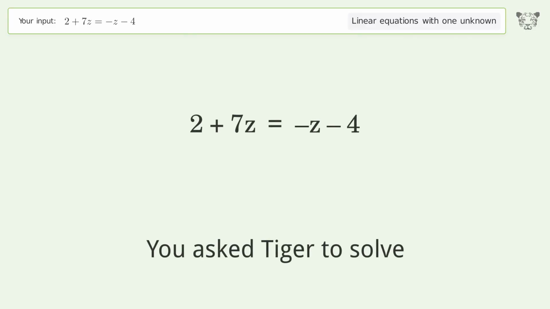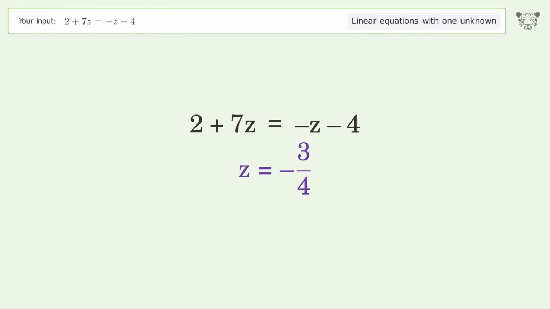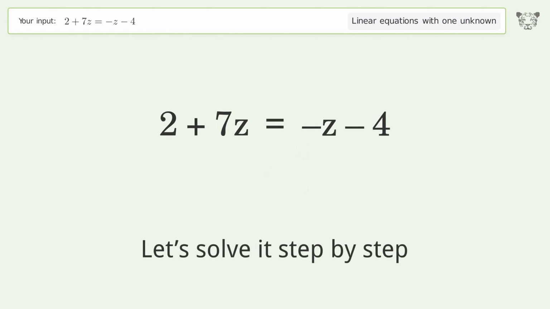You ask Tiger to solve this. This deals with linear equations with one unknown. The final result is z equals -3/4. Let's solve it step by step.